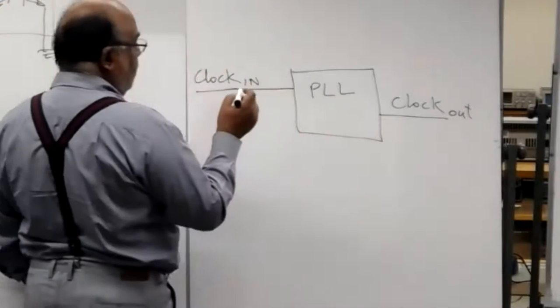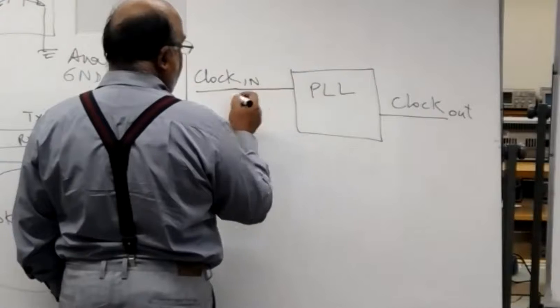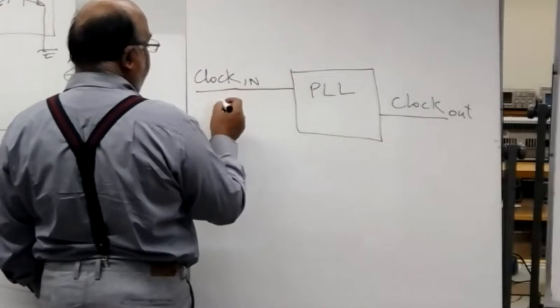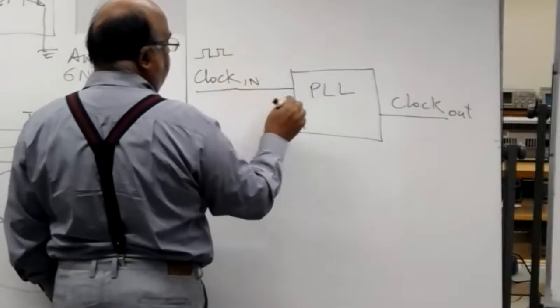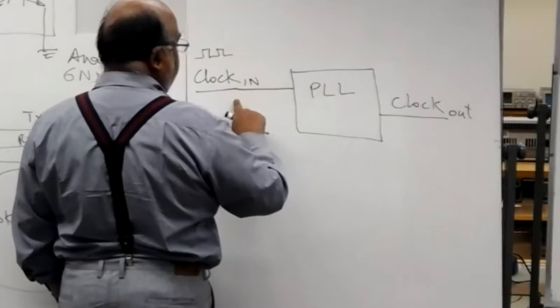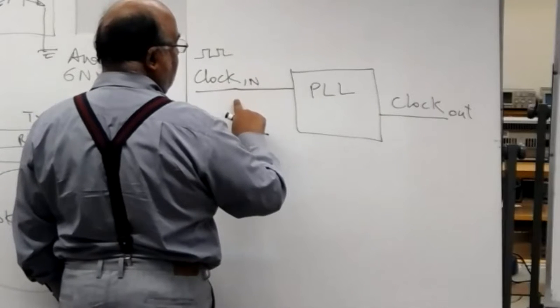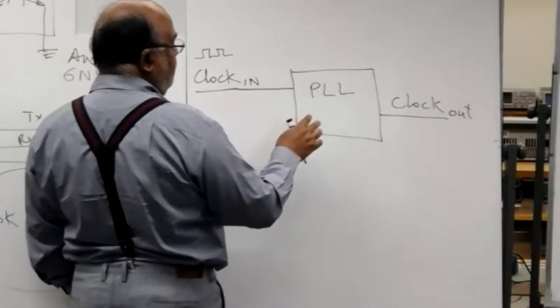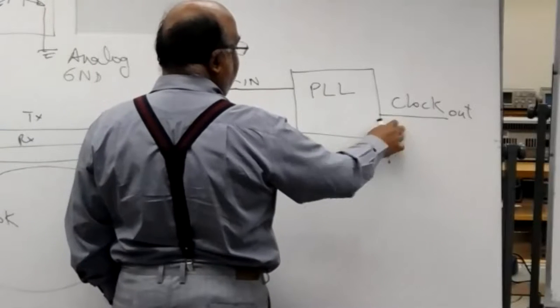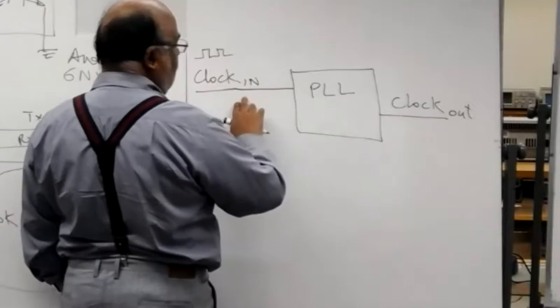So PLL, what is this output? The answer to that is that if this clock in starts sending data for a very long time, this clock will stay the same. It's only after a particular time that this will start to diverge from this clock.